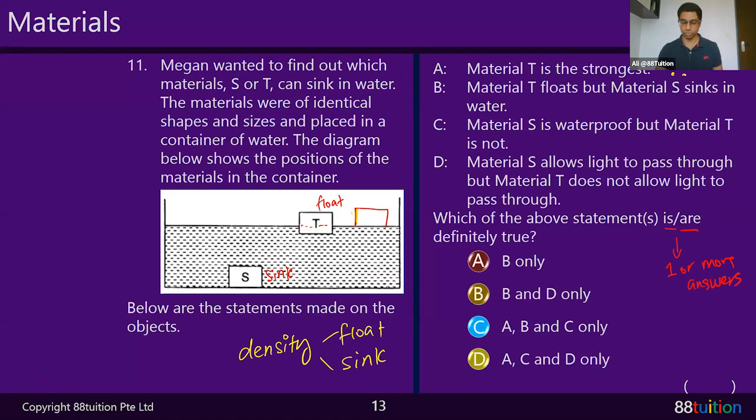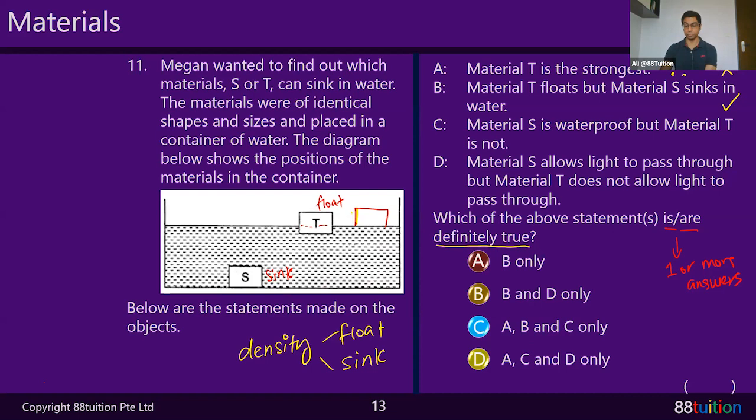So A is not what we can say. Because they say, what is definitely true? Maybe it's true, but is it definitely true? You don't know. Finally, B: material T floats, but material S sinks. Huh, that sounds more like it. Okay. C: material S is waterproof, but material T is not.